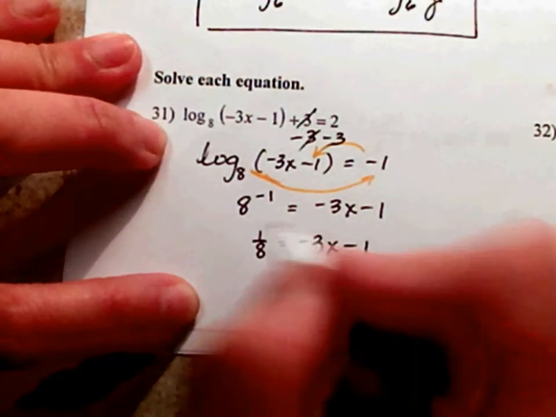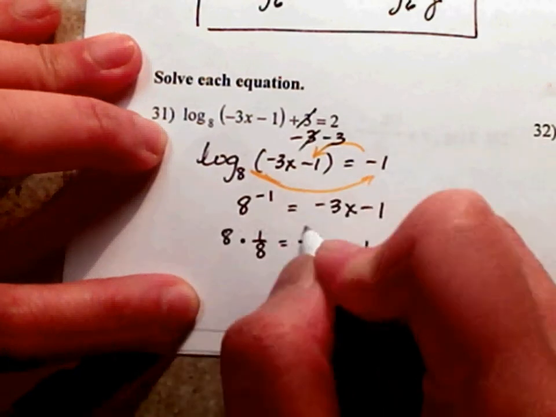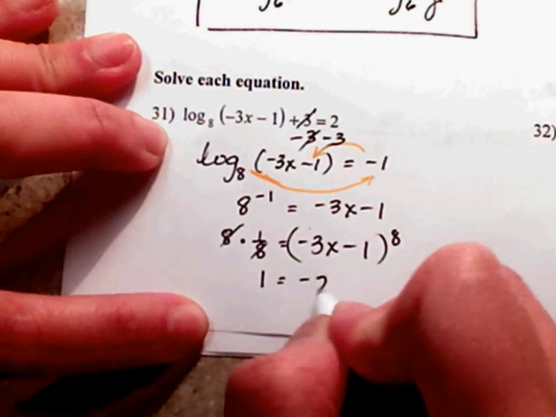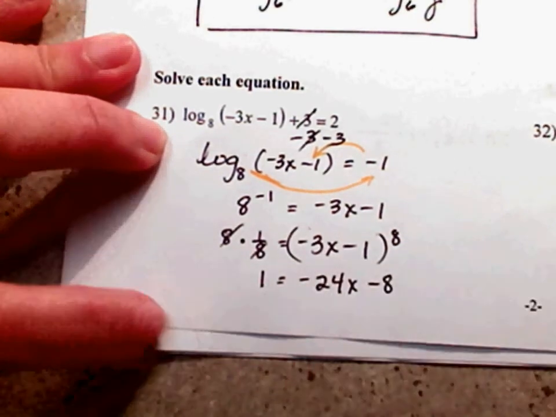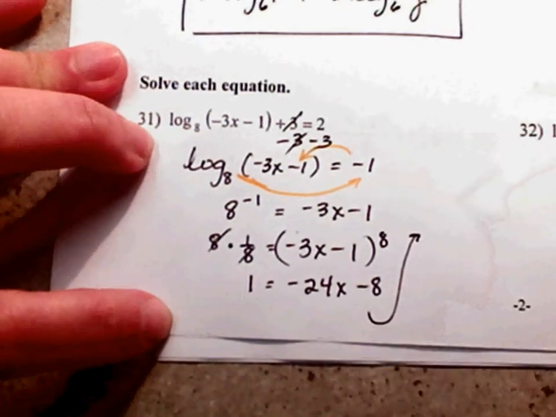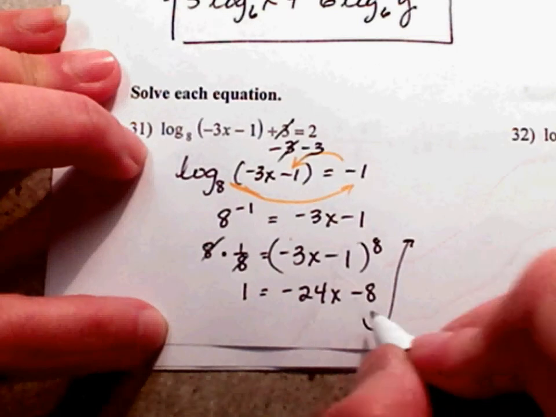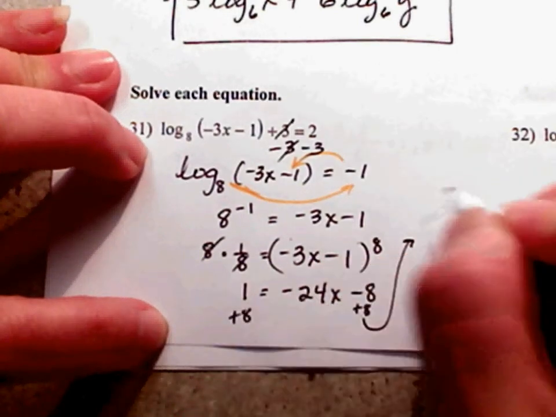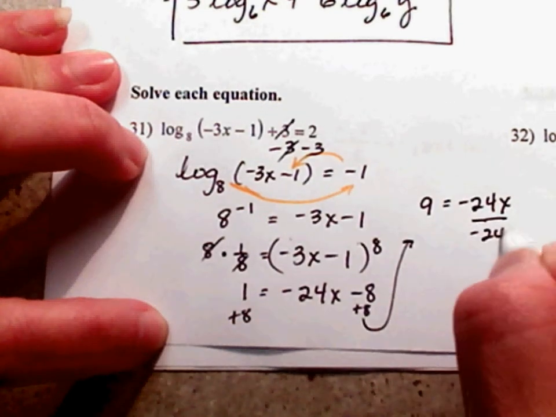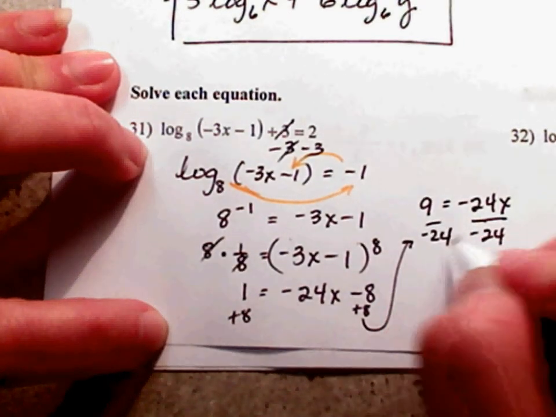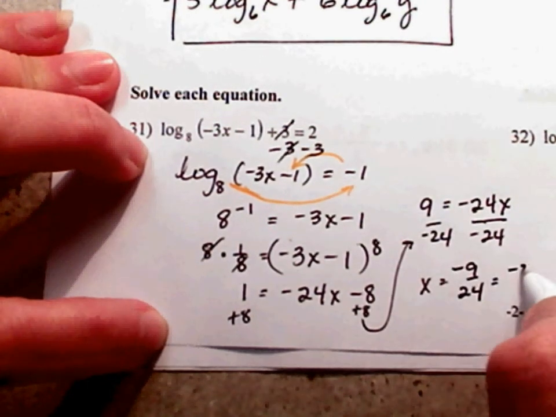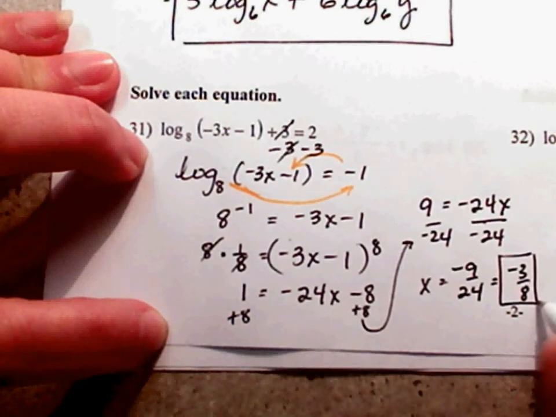To get rid of your fraction, you multiply both by 8. See how that cancels? So 1 is equal to negative 24x minus 8. Okay? Continue on. I'm running out of room, so I'm going to write it up here. Add 8 to both sides. What you do to one side, you do to the other. So 9 is equal to negative 24x. Divide by negative 24. What you do to one side, you do to the other. So x is equal to negative 9 over 24, which is negative 3 over 8. Solving x equals something. Okay?